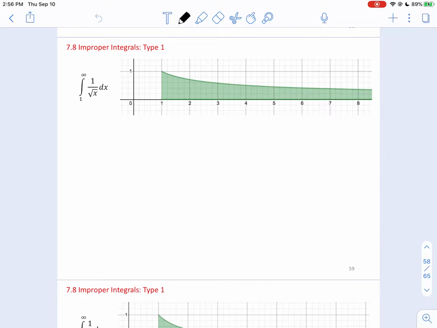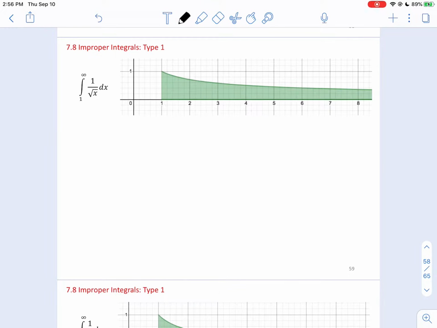This first example is trying to integrate 1 over the square root of x from 1 to infinity. When there's an infinity involved in your integration, then this is the indication of what's called a type 1 improper integral. Some functions may even go backwards to negative infinity up to 1 or some other number.